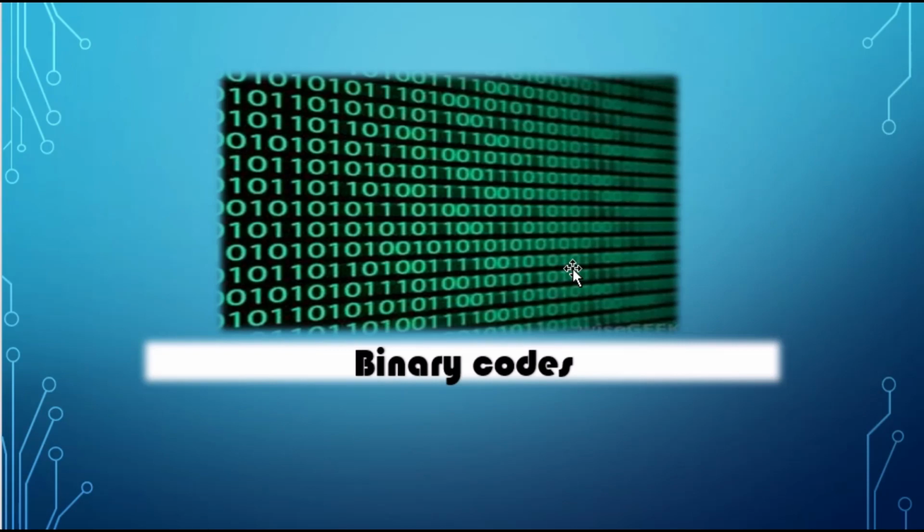Binary codes. Machine language is also called a low-level language. It is nothing but the binary code or the binary strings of zeros and ones. This is the language that the machine understands. Unlike high-level language, it is completely machine-dependent.